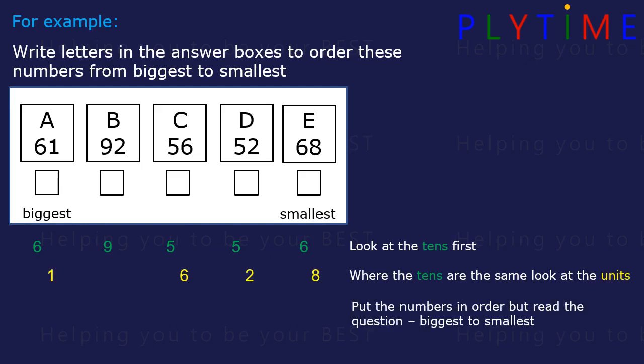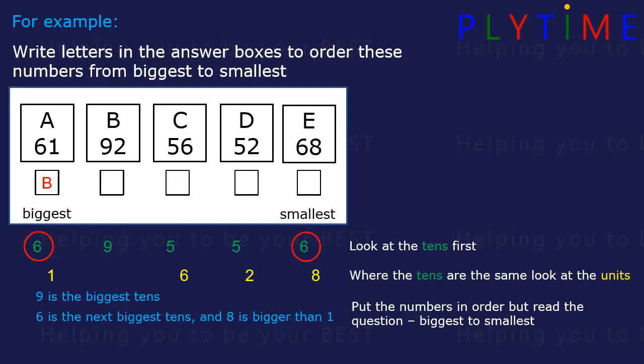Put the numbers in order of size, but make sure we read the question. It's from biggest to smallest. So the biggest 10 is 9, so B is the biggest. Then the next biggest 10s are the 6s. So we look at the units where we've got 2. The next biggest is 68, so it would be E. The next biggest is 61, that would be A.